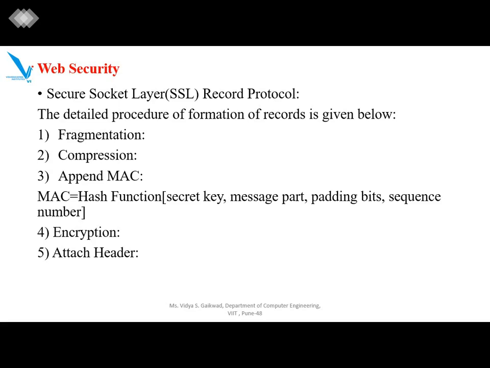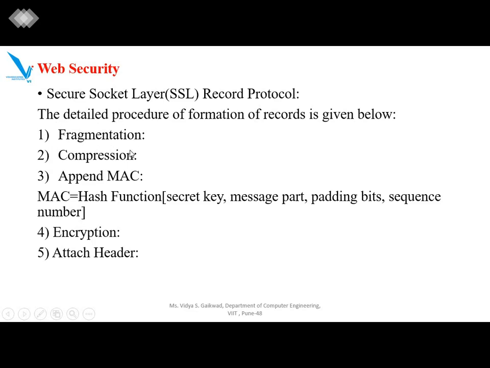So the header contains our protocol definition of length 1 byte, protocol version of length 2 bytes, and length of 2 bytes. So the length includes the length of the message part and the length of the padding bits used, right? So the detailed procedure of formation of record is given below.